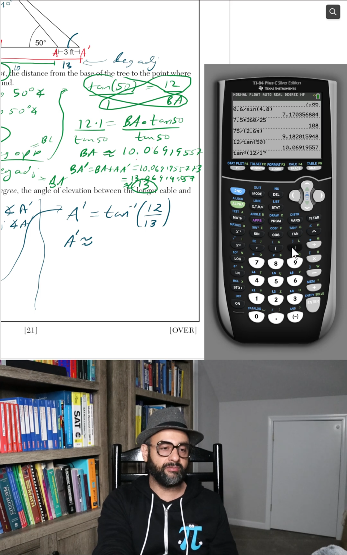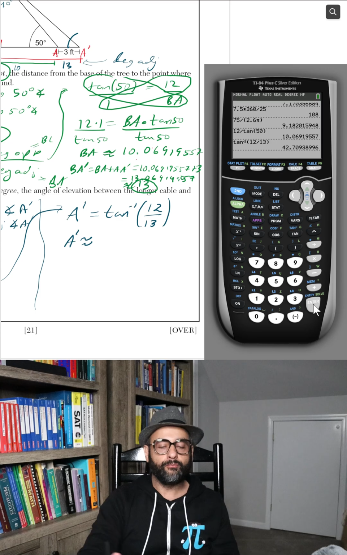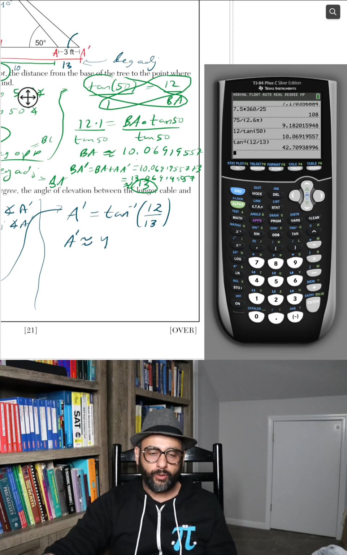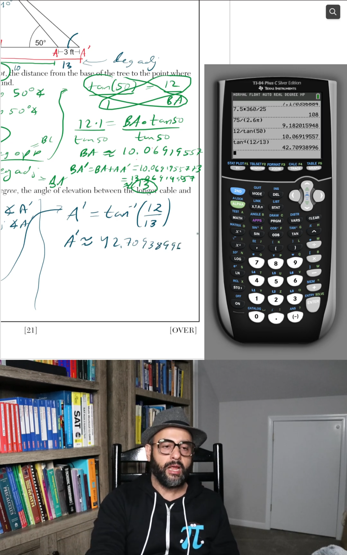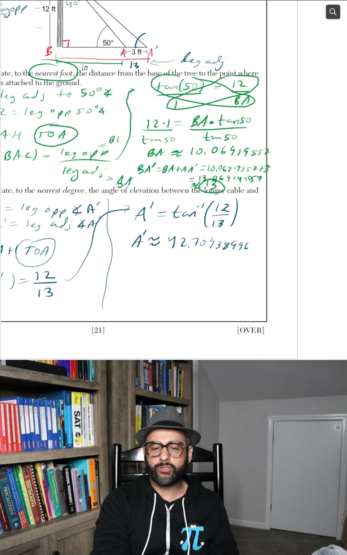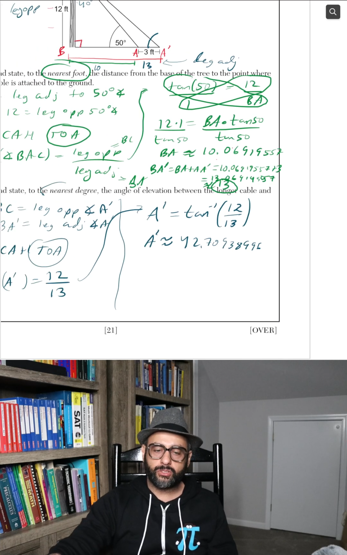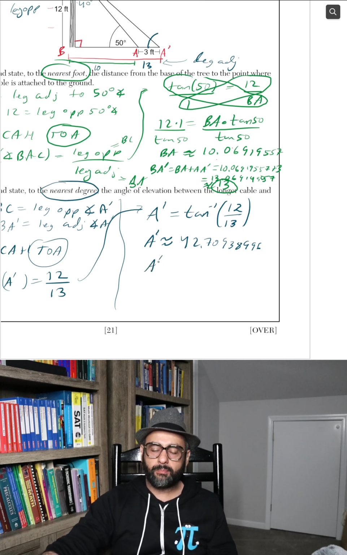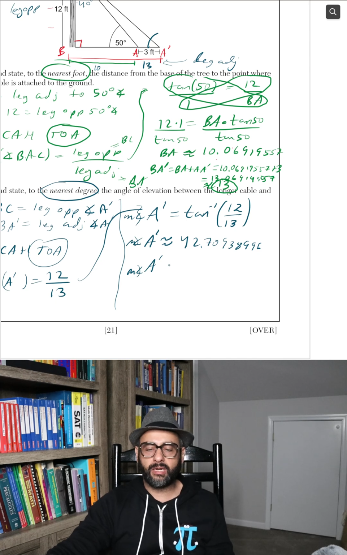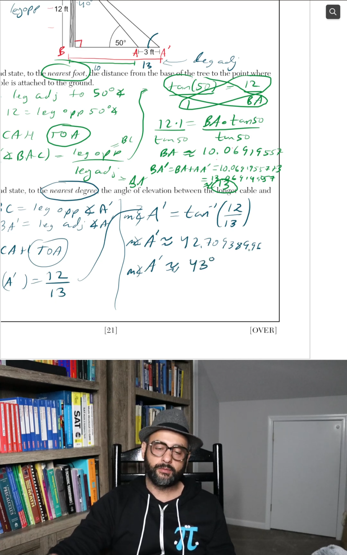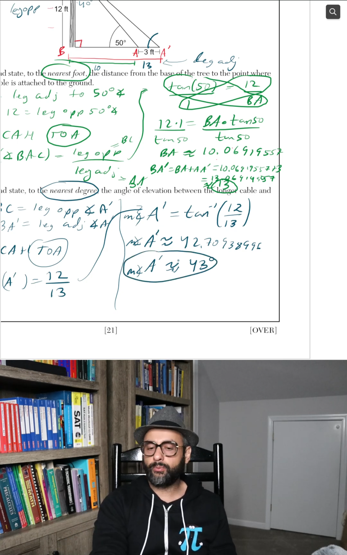Inverse sine of 12 over 13 is 42.7093896. I put all the digits and then I circle what they said to round to the nearest degree. The measure of angle A prime. If you don't put measure of angle A prime, if you just say A prime, they actually accept that. The measure of angle A prime is approximately 43 degrees. And that's a point.